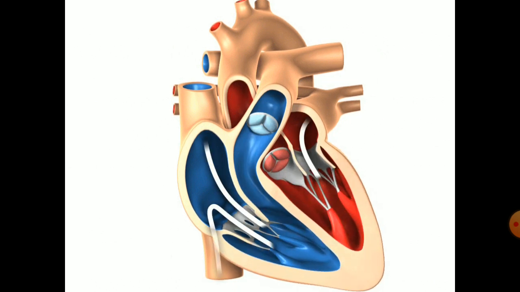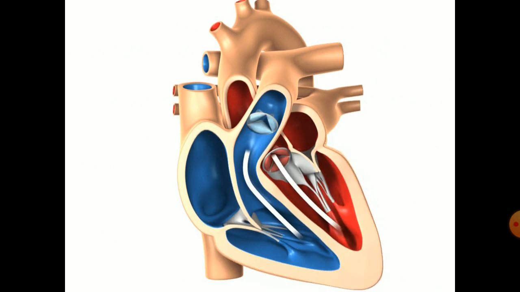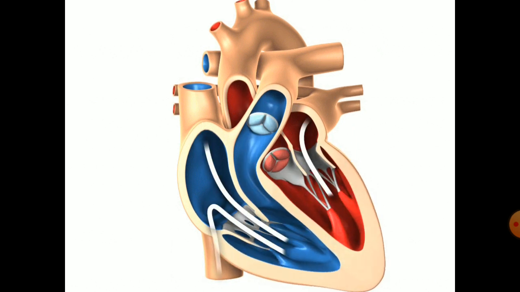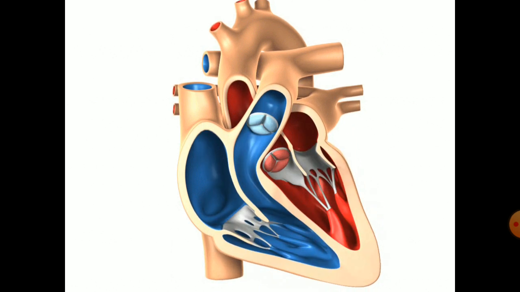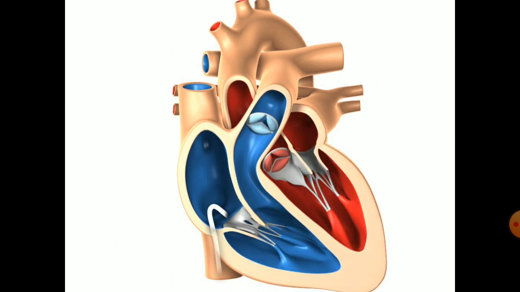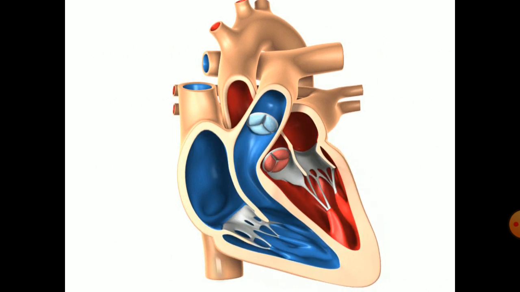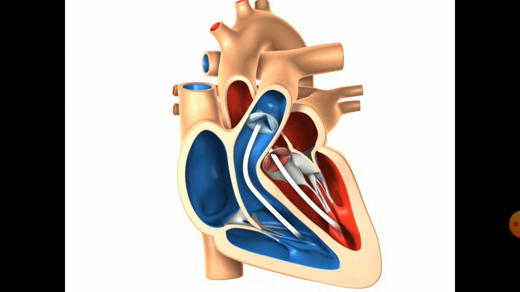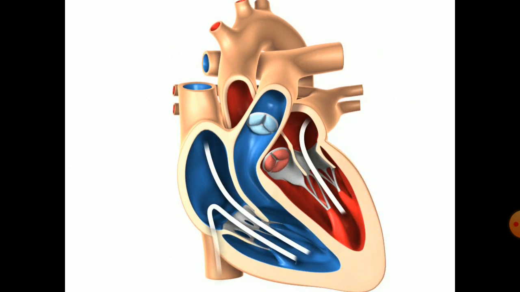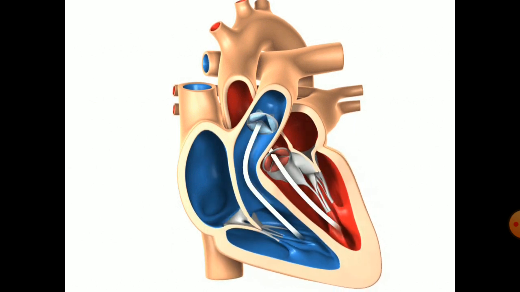There is a valve present between the atrium and the ventricle on both sides. There is the tricuspid valve on the right side, between the right atrium and the right ventricle, and there is a bicuspid valve between the left atrium and the left ventricle. The aorta is also guarded by the aortic valve, and the pulmonary trunk is also guarded by the pulmonary valve.